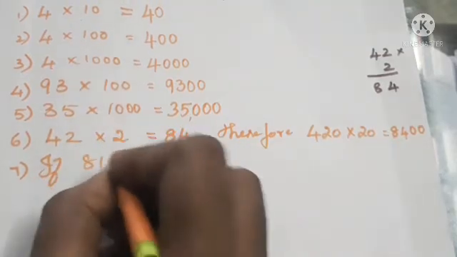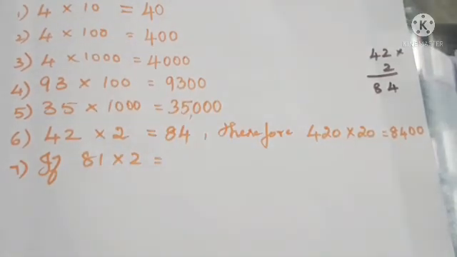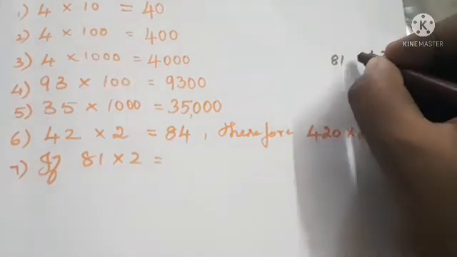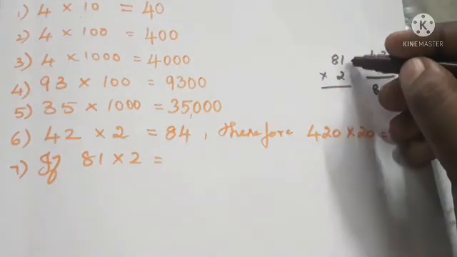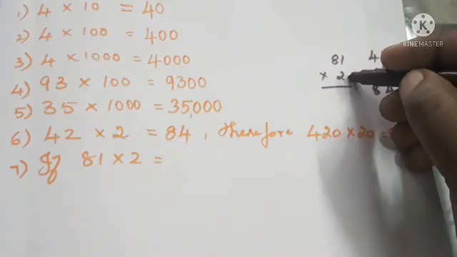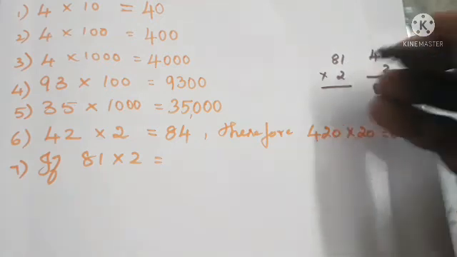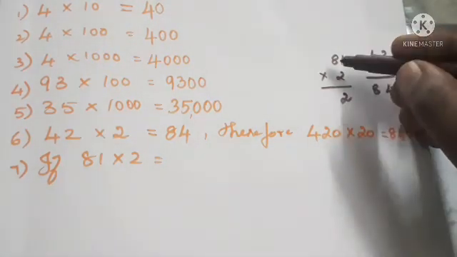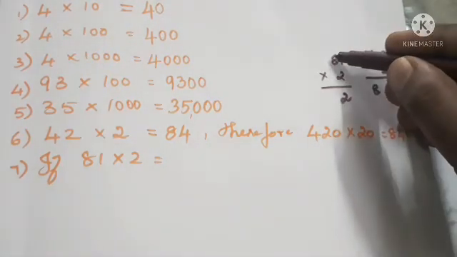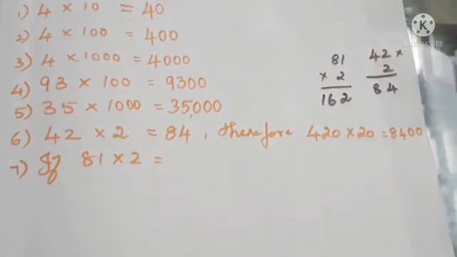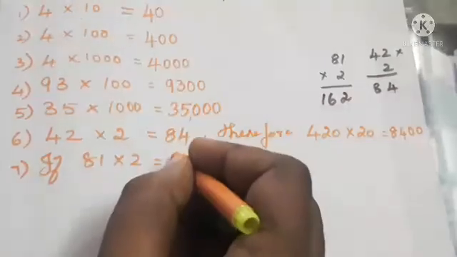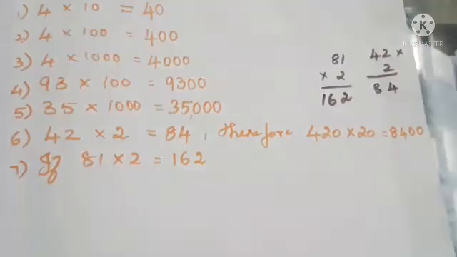So 81 into 2. Okay, so just we can multiply the 81 into 2. So 1 into 2, isn't it? Ones place multiplied by 2. Ones place we have 1. So 1 into 2 is 2. Next we have to multiply the tens place by 2. Tens place we have 8, isn't it? So 8 into 2. 8 2s are 16. Okay, so our answer is what? Now we got the answer as 162. Okay, so 81 into 2 is 162.